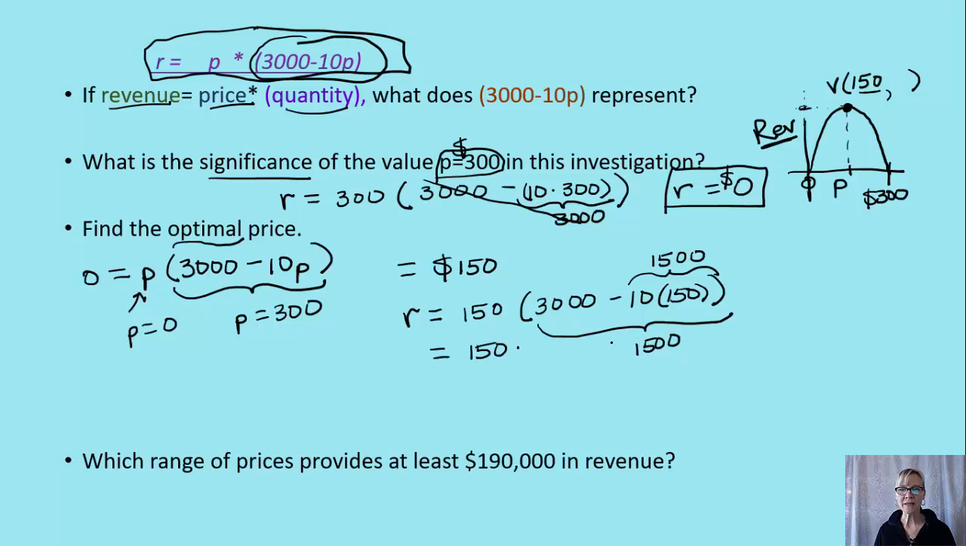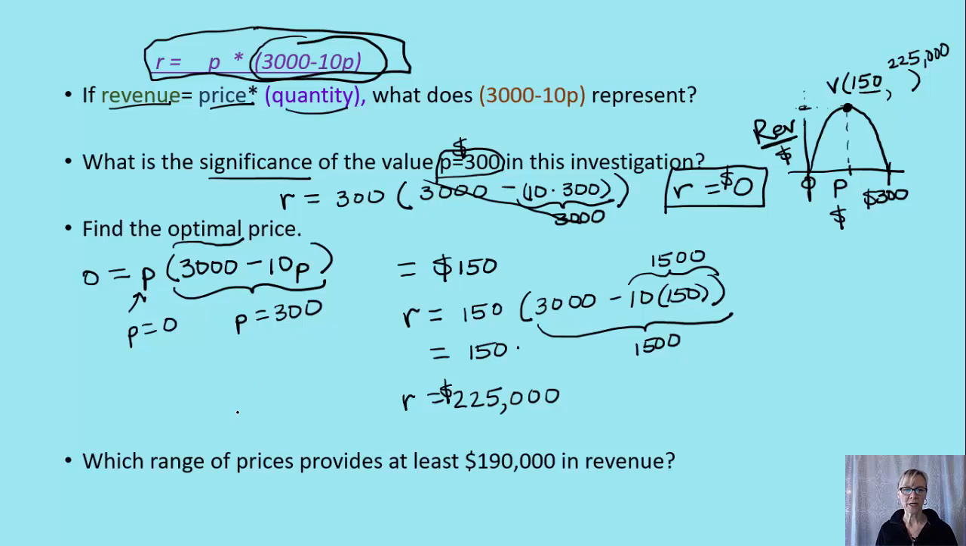And when we multiply that by 150, that's like 15 times 15, which is 225, with 3 zeros. So the maximum revenue that we can make is $225,000, and that's the other part of the vertex if you needed that. Okay, those are both in dollars. Let's look at that last question.